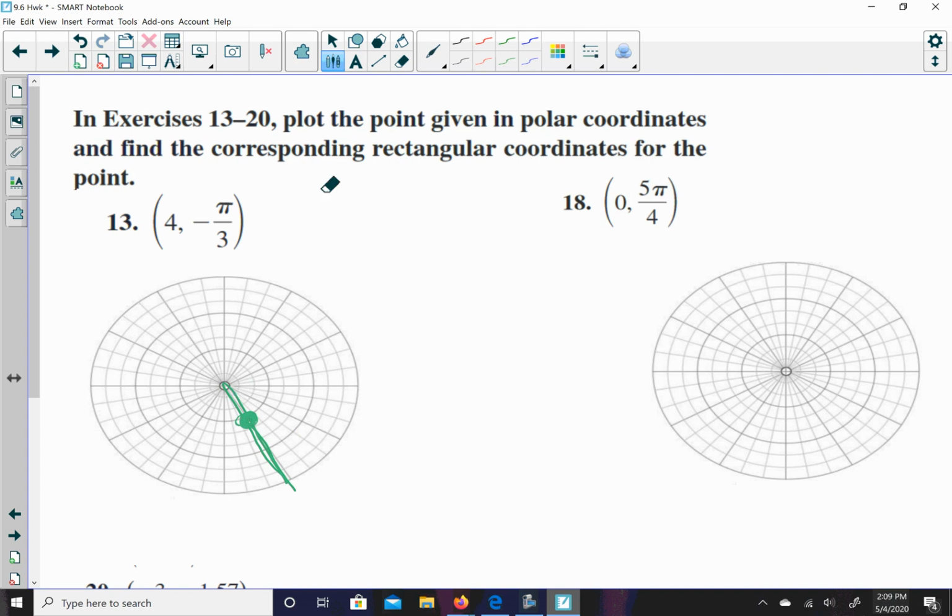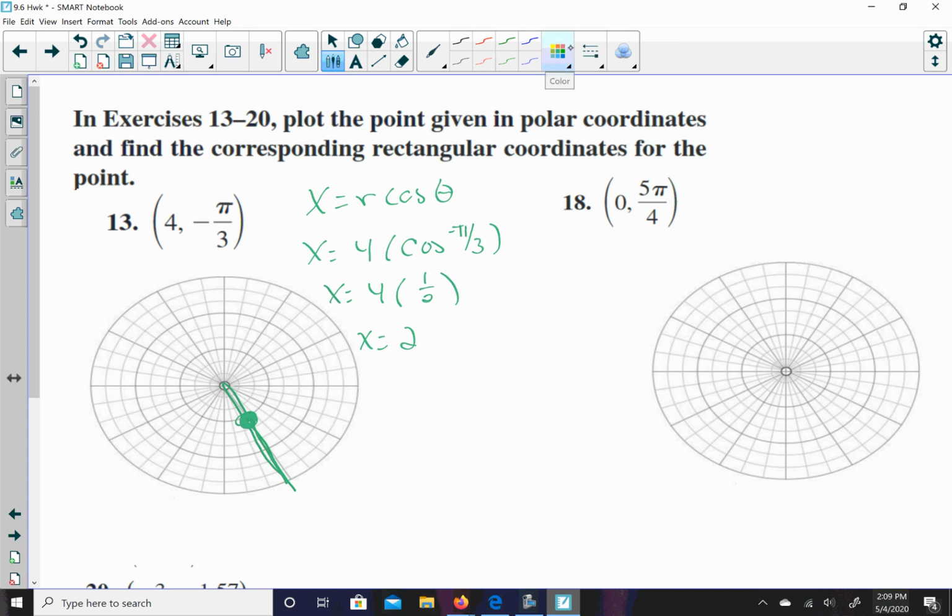To find my x, I'm going to say x is equal to r cosine theta. That's the formula. So x is going to equal 4 times the cosine of negative pi over 3. So the cosine of negative pi over 3 is a positive 1/2. So x is equal to 2.